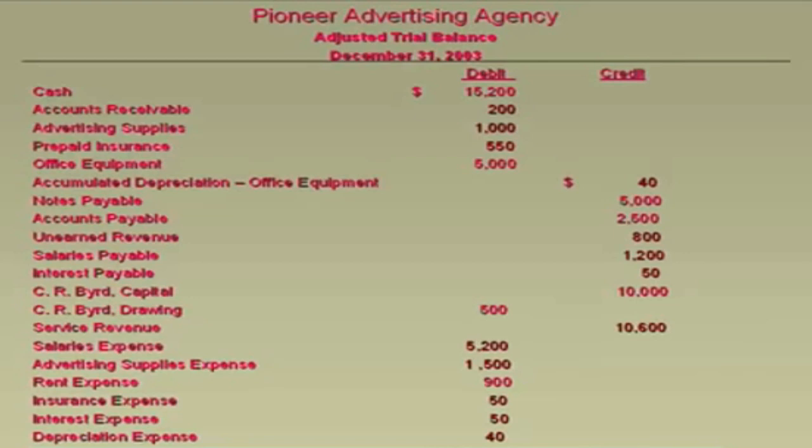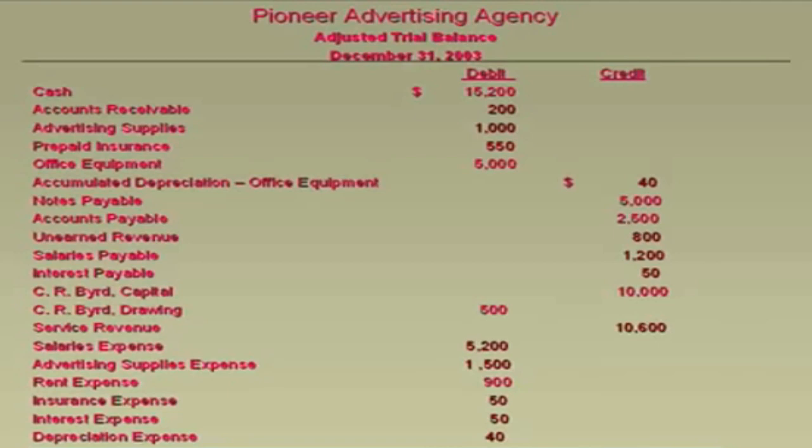If so, I'd like you to do an income statement, statement of owner's equity, and balance sheet. When you are done, I'd like you to restart.